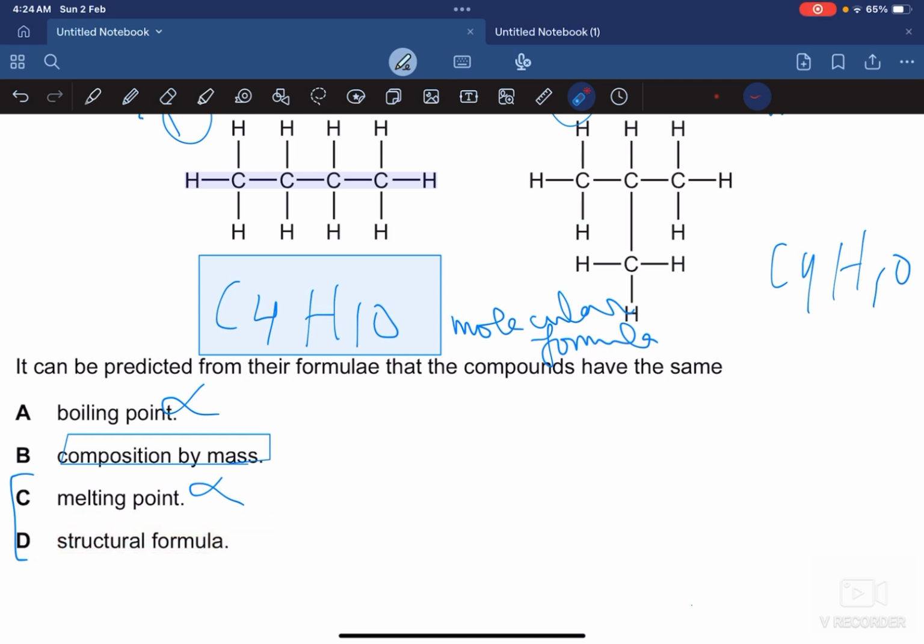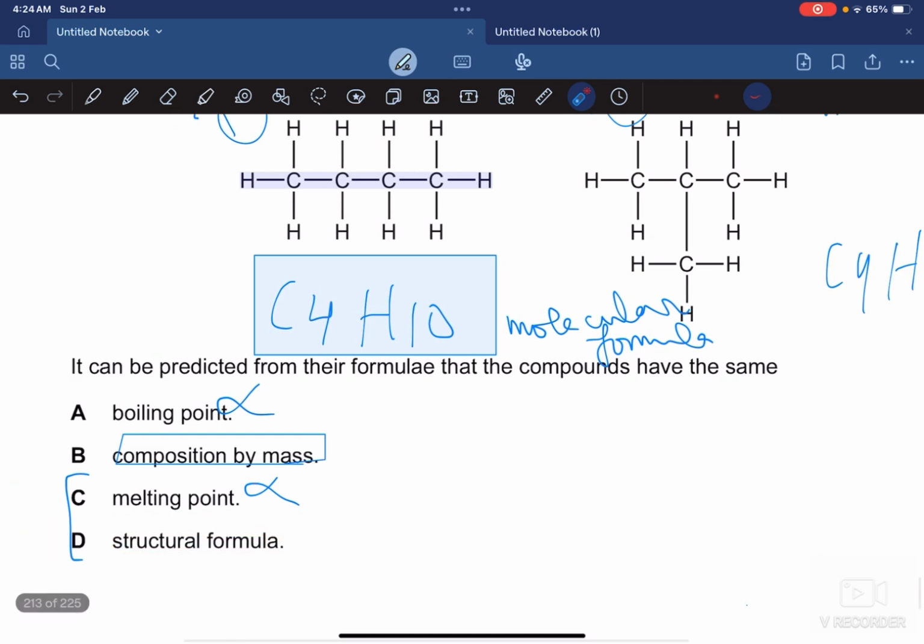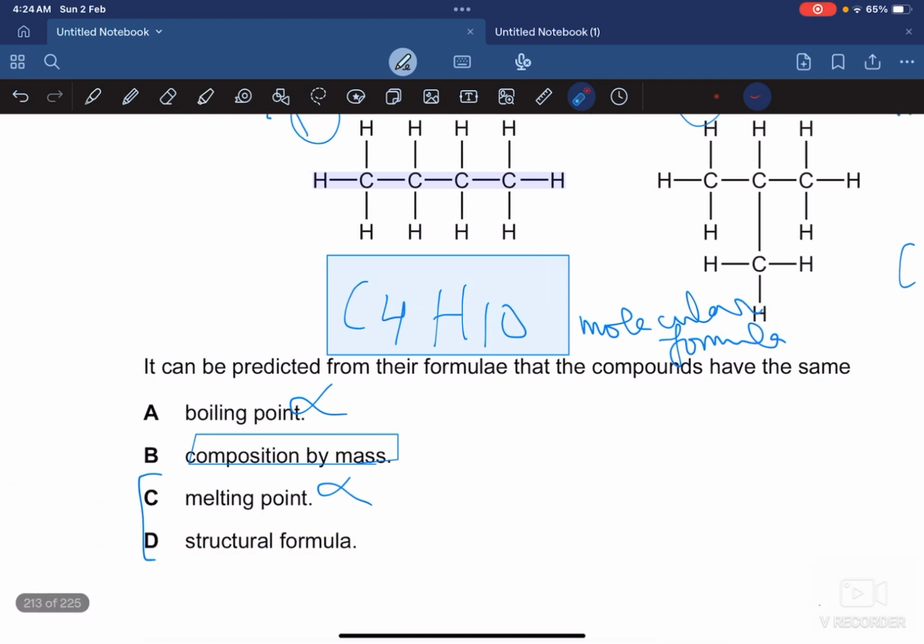Okay. Now let's look at option B, which says composition by mass, which we left. Now there's an interesting thing over here. Composition by mass means that each element in the compound is in the same ratio or the same percentage. Now I say that 4 means 40%. Okay, I say that 4 means 40%.